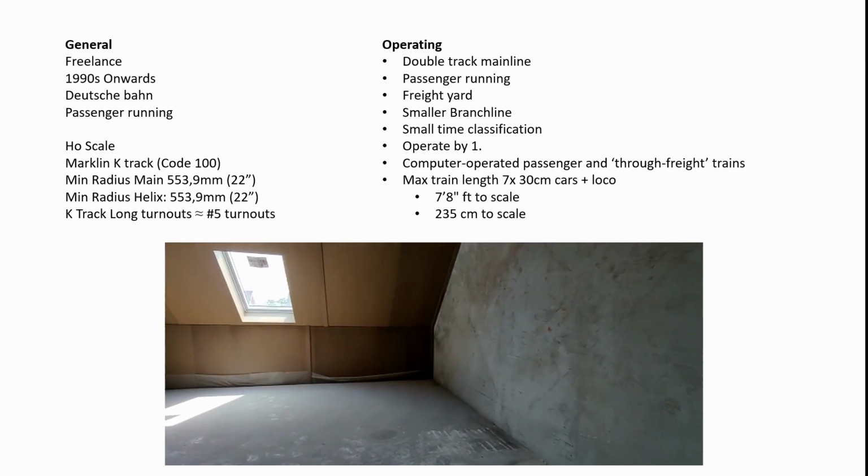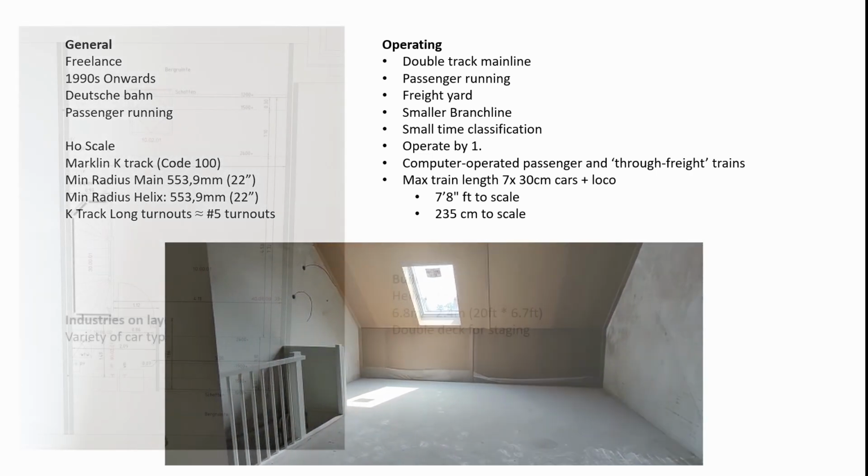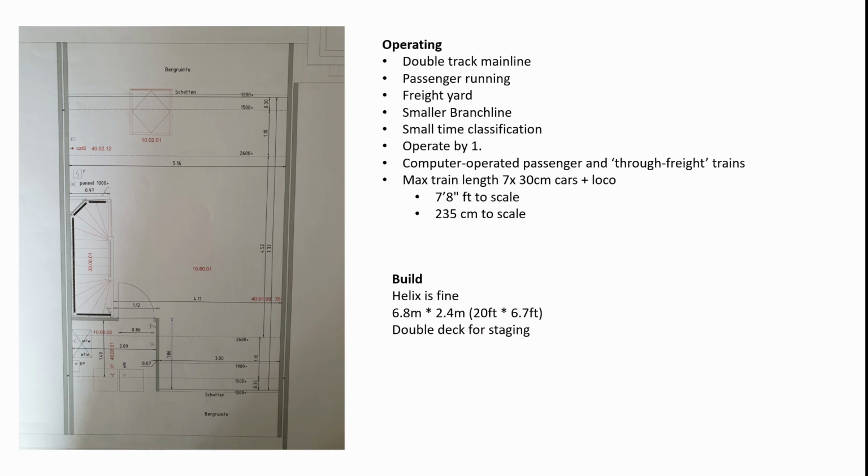Look at the operations and what he wants. We touched on this last time. He wants double track mainline, passenger running, a freight yard with some classification work and some industries, and a smaller branch line. So he's quite an experienced builder and modeler. Also, building a helix or some complex construction work is all fine for him.